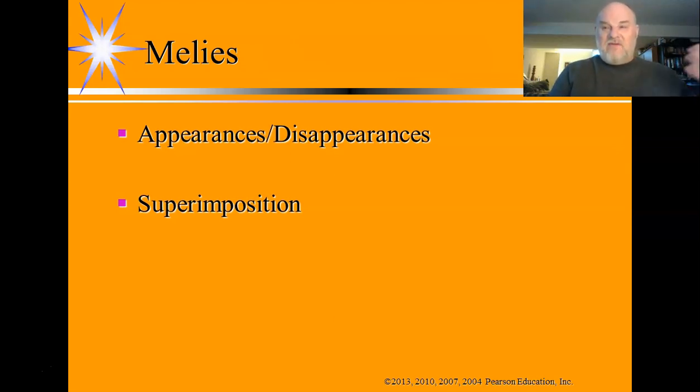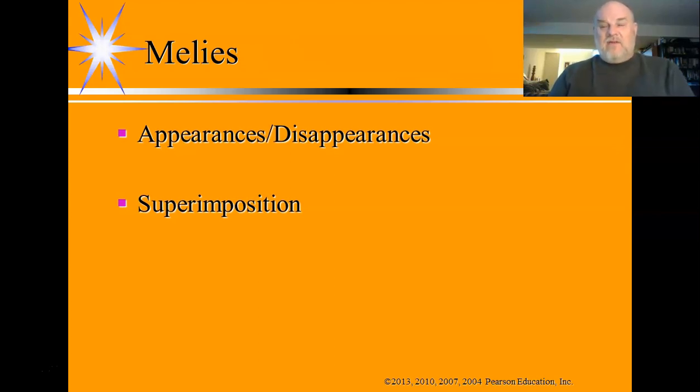So, as a magician and thinking like a magician, Méliès realizes that film can be used to create these kind of illusions of materializing and dematerializing that magicians create on stage.